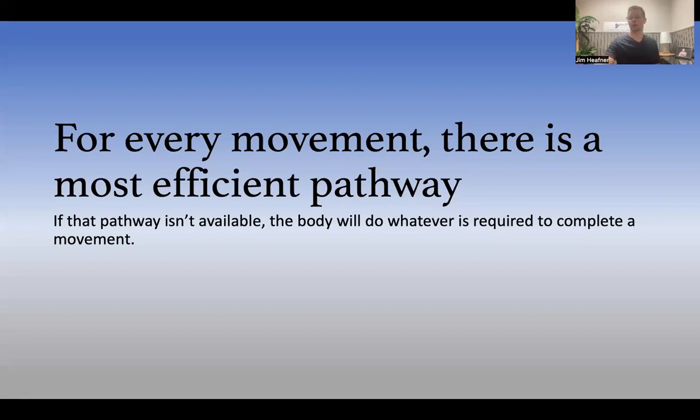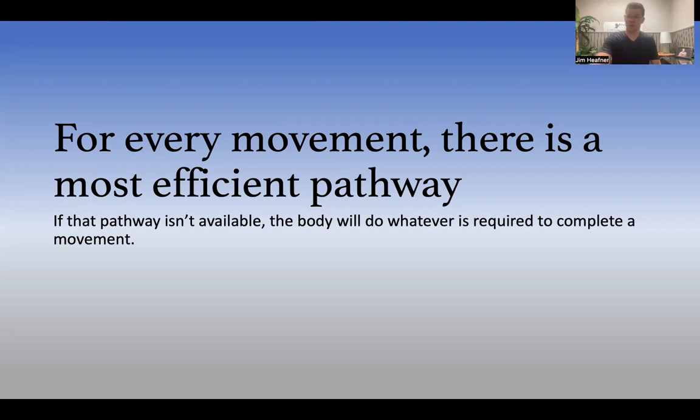So for every movement, there's a most efficient pathway. If that pathway isn't available, let's say it's not available because of tightness or weakness that's present, or environmental constraints of being able to do something, then the body is very redundant. It'll do whatever it's required to do to complete a movement.